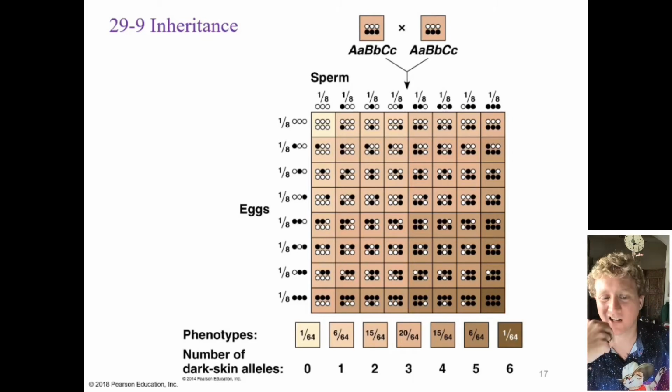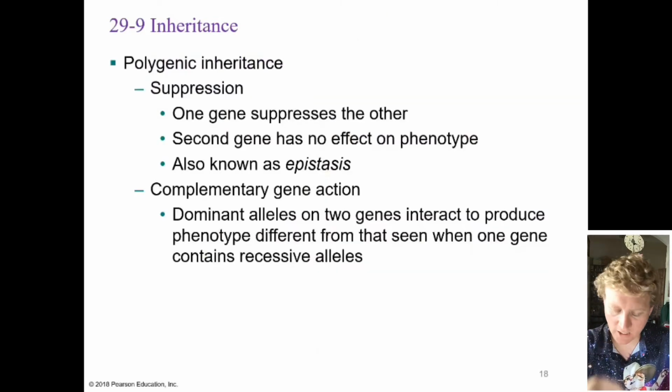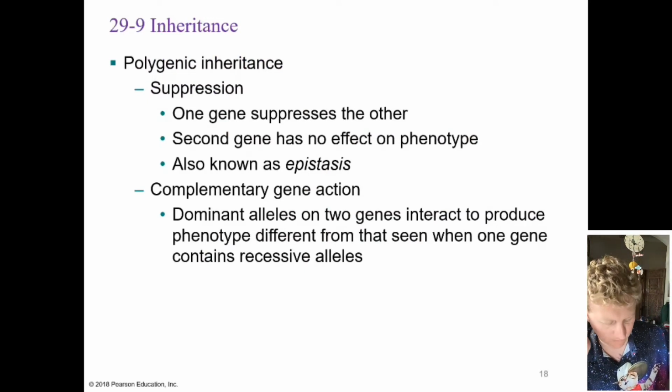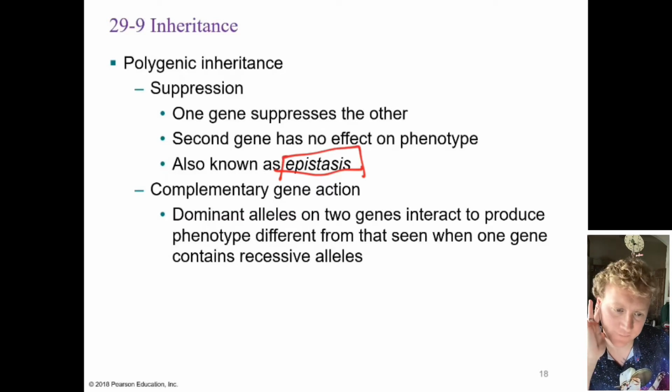Here's an example. Skin color is another one like that. In this particular case, it has to do with the number of genes that are activated. The more genes that are activated, the darker your skin color. The fewer genes that are activated, the lighter your skin color. Basically is what it boils down to. Another type of polygenic inheritance is known as epistasis. Epistasis is when you have one gene that acts as a suppressor.